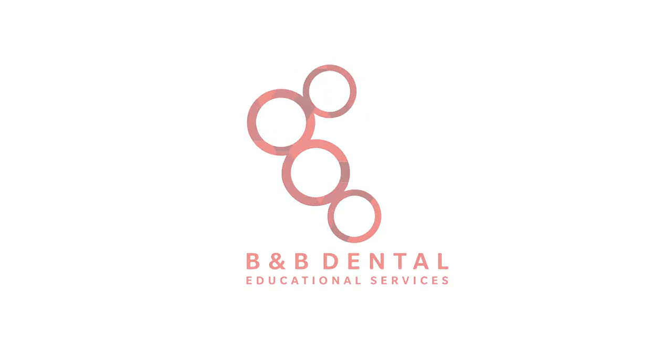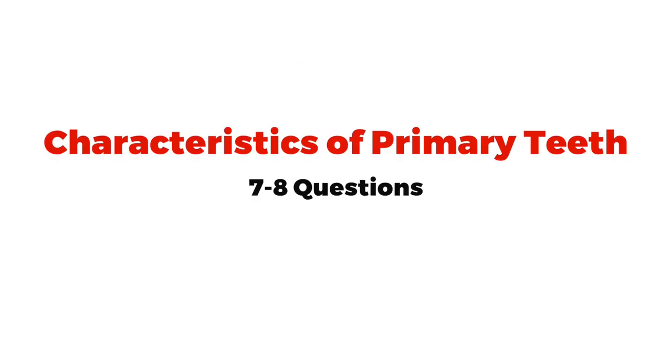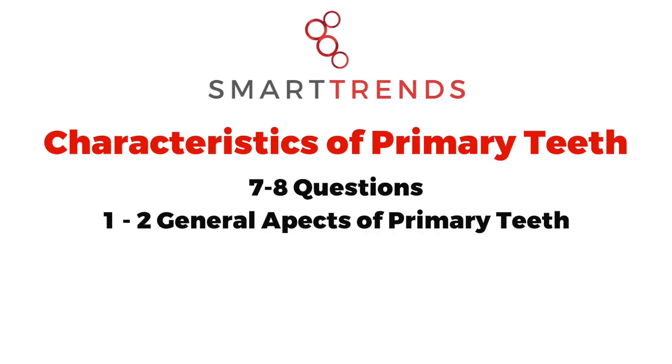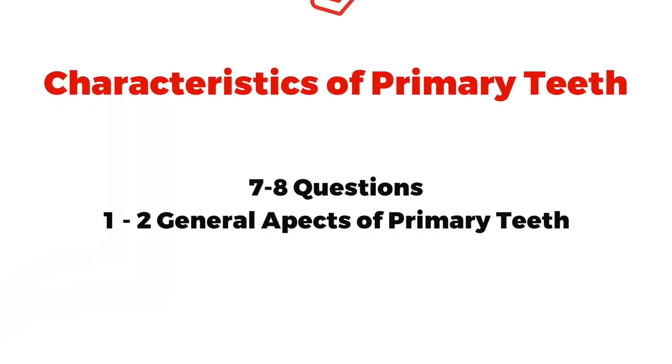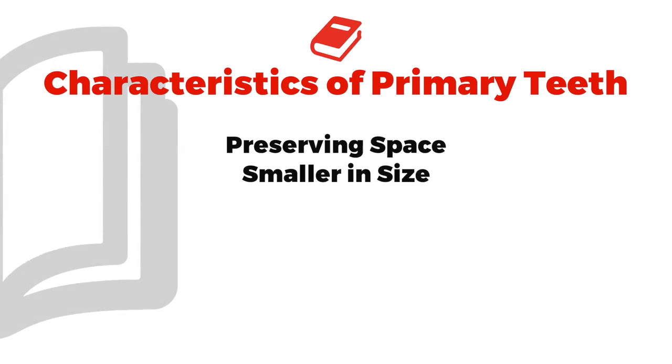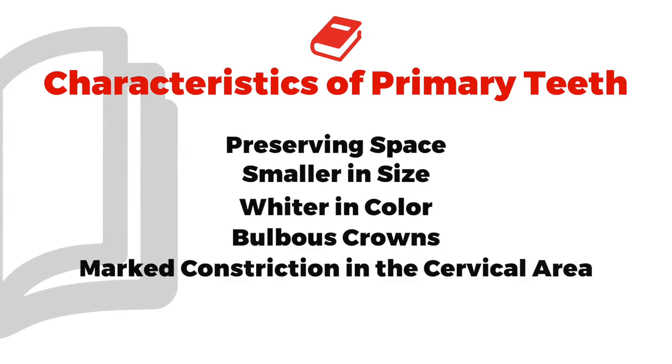Let's look at some of the characteristics of primary teeth. We can expect to see about 7 to 8 questions on this section. 1 to 2 of those are going to be over general aspects of the primary teeth. So let's start there. The most important role that primary teeth play is preserving space. Primary teeth are smaller, they're whiter, they're bulbous, and have a marked constriction in the cervical area.